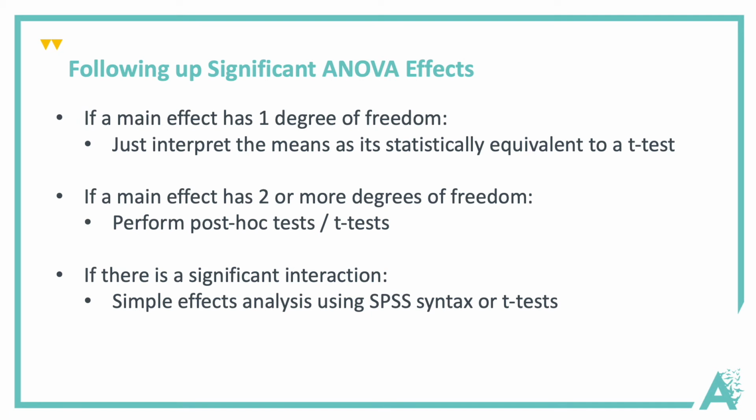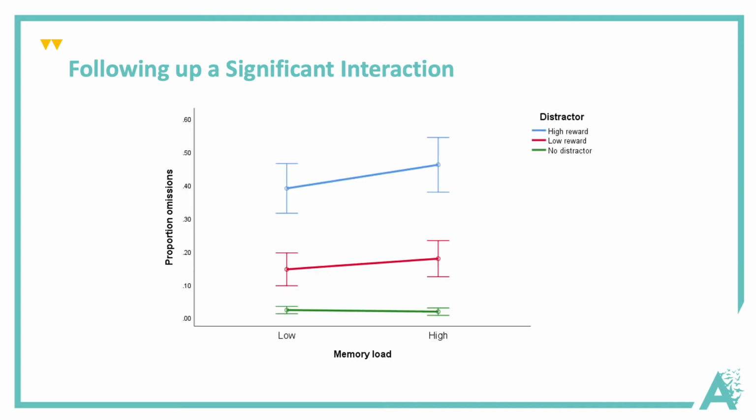If there is a significant interaction, you will need to conduct simple effects analysis by editing the SPSS syntax or applying your own t-test. Just note, this doesn't apply when you have a 2x2 design. In this scenario, you just interpret the means as all 3 effects have 1 degree of freedom.